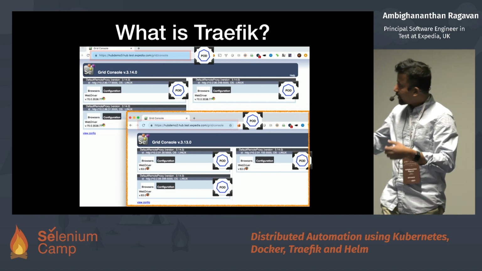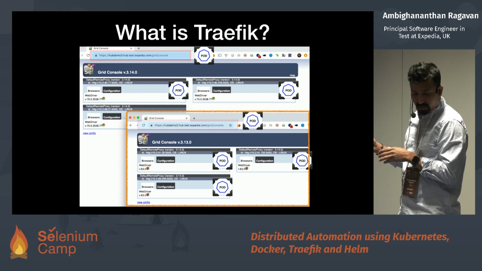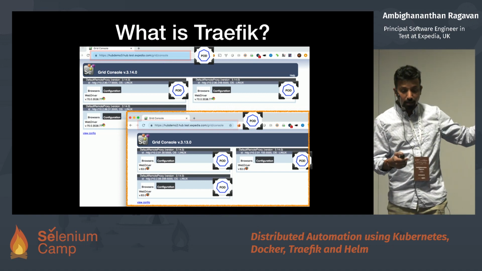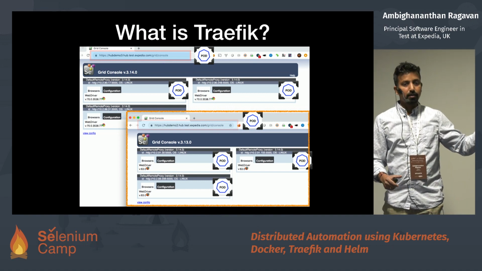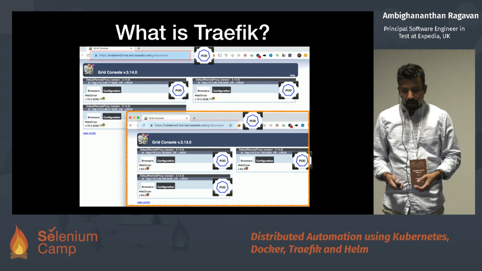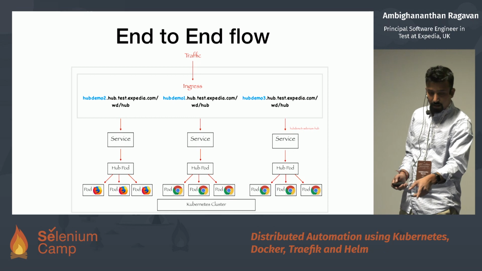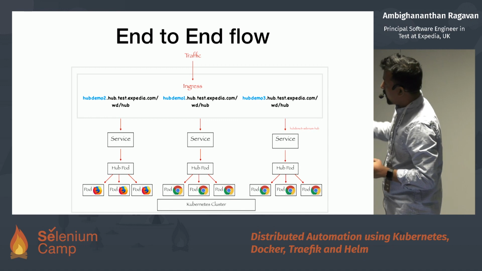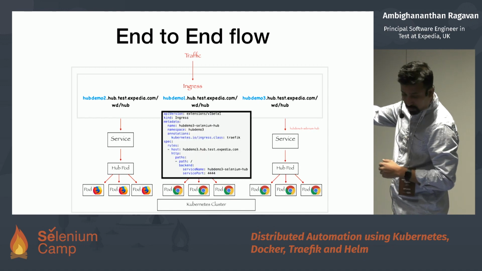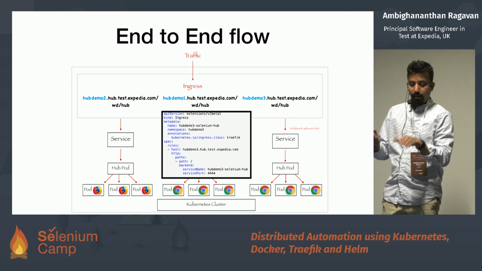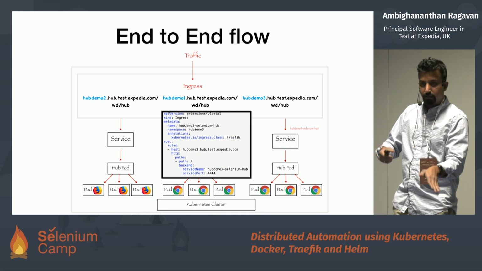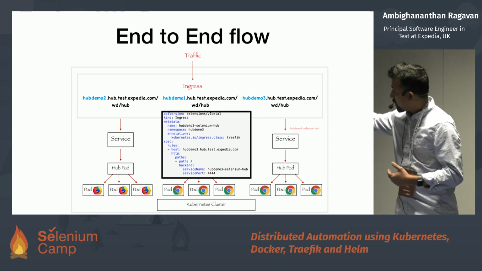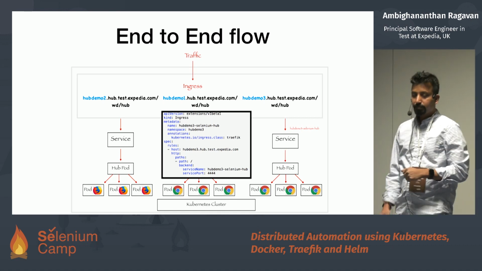For example, when I invoke hubdemo3.hub.test.expedia.com, how does it know that it needs to talk to the service that's running the Chrome pods and not the Firefox pods? That's what Traefik does. This is a clearer explanation: when you hit the hub URLs, there is a rule, the ingress rule, where you say that if the request is coming from hubdemo3, the domain name, and if the path is /, send all traffic to that particular service name.